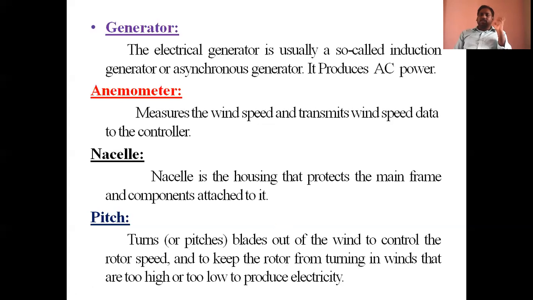Due to heavy winds, the distance between two consecutive blades changes. If that changes, there is a large disturbance in the power generation. To avoid this problem, pitch control is used. Mainly this pitch is used to control the rotor speed and also the position of the blades of the wind turbine.